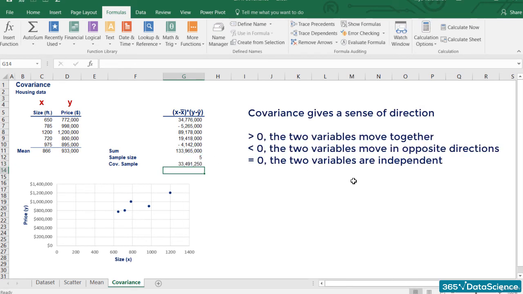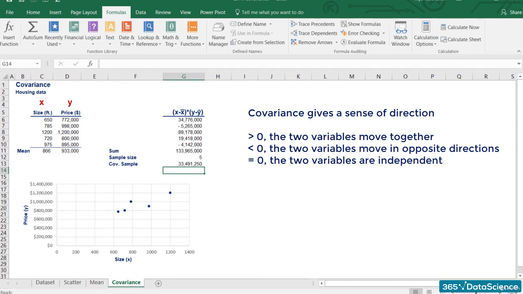It gives us a sense of the direction in which the 2 variables are moving. If they go in the same direction, the covariance will have a positive sign, while if they move in opposite directions, the covariance will have a negative sign. Finally, if their movements are independent, the covariance between the house size and its price will be equal to 0.